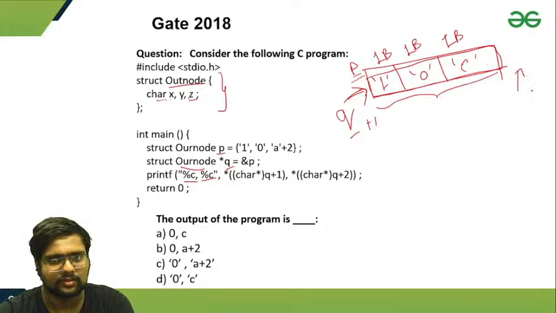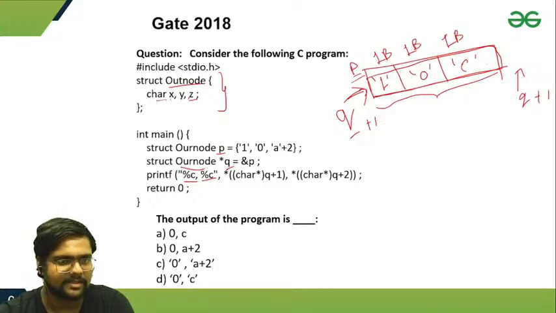So q plus 1 will be something here, because when we increment a pointer, it increments by the size of the data type. Here the size of the data type is 3 bytes, since 3 characters are there.